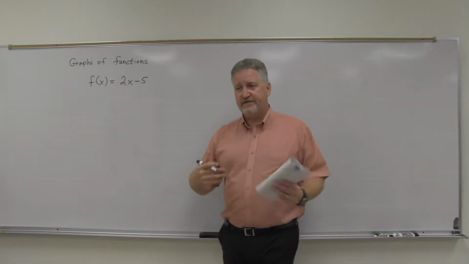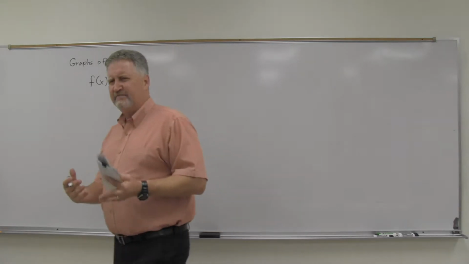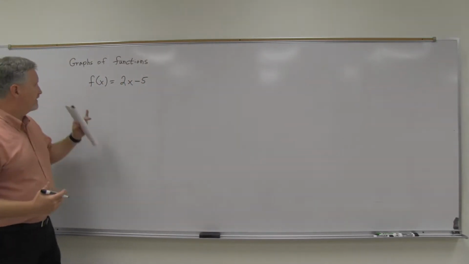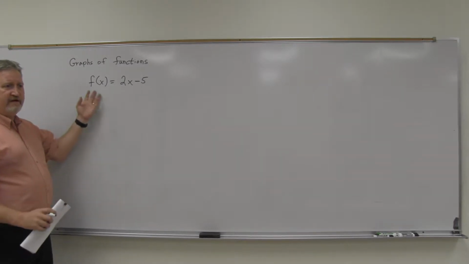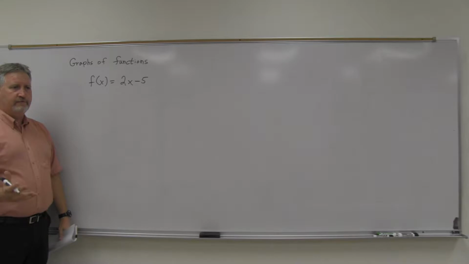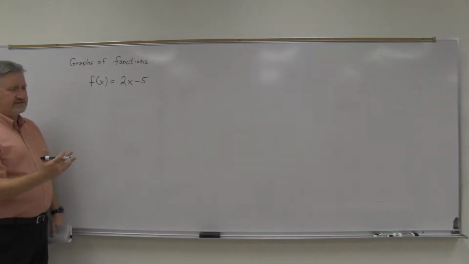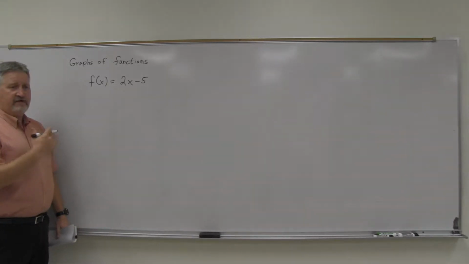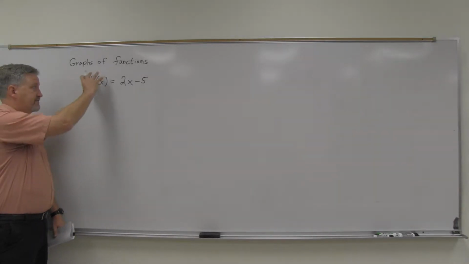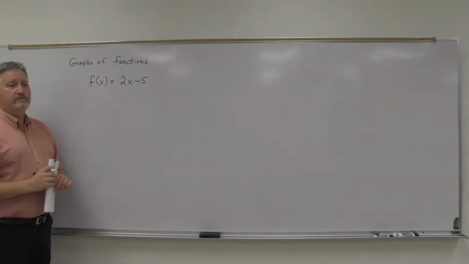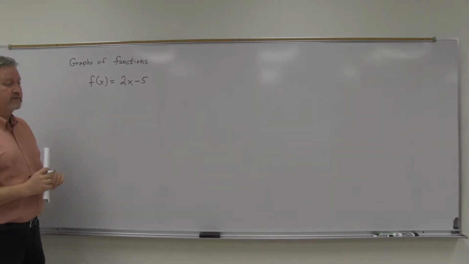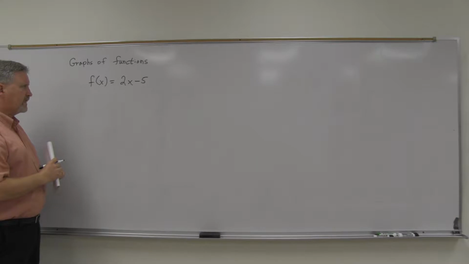Remember, f of x is just a different way that we can talk about y values: y equals f of x. So the graph of this would be the same as the graph of y equals 2x minus 5, because f of x is what we're now calling the y value, giving it the name of our function.